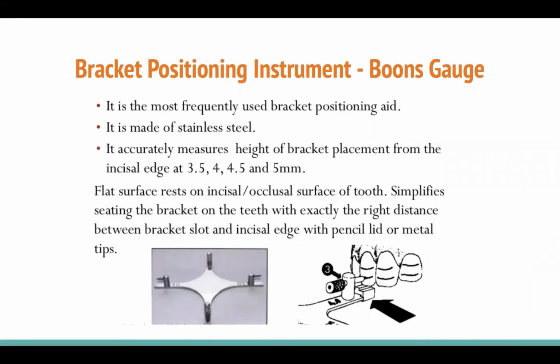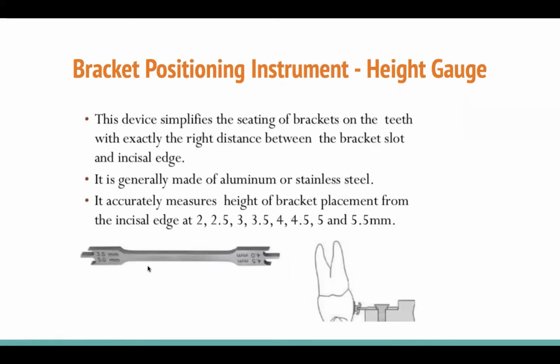After you finish your banding in all molars, you can put the brackets. Now, to put the brackets, you need certain instruments. To put the bracket, you need a bracket positioning instrument. There are two types of bracket positioning instrument. You can buy both of them and you can check which one suits you. One looks like this star, square, and the other one looks like a rod.